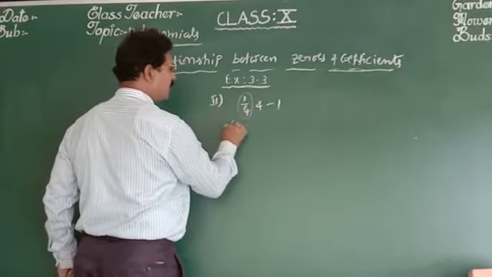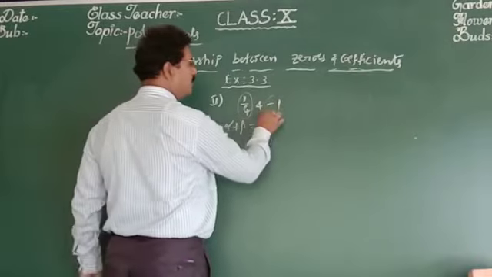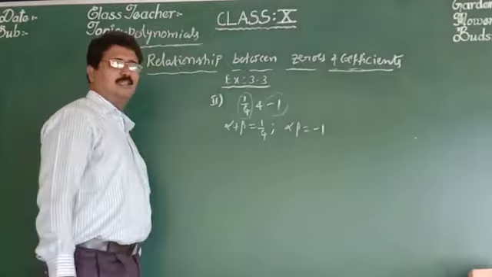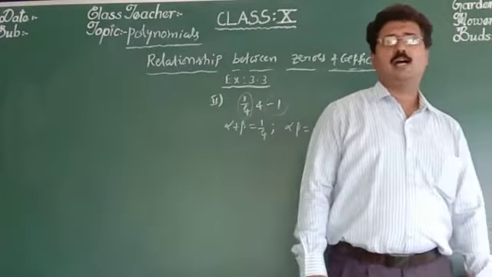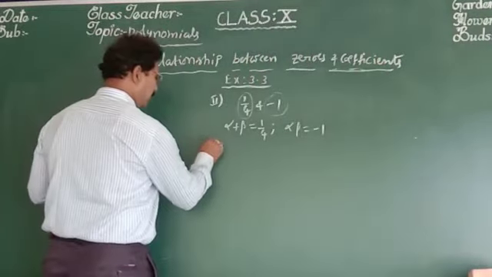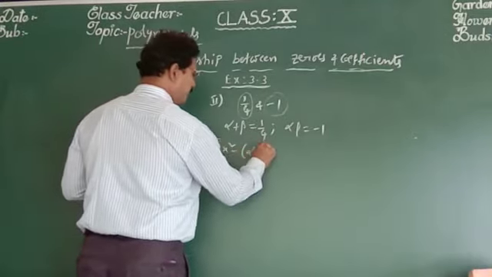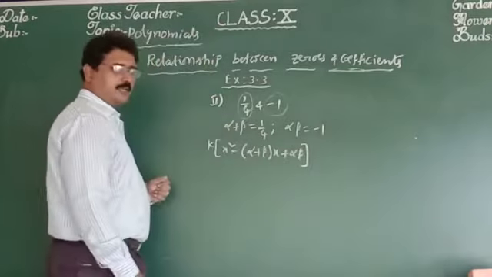Sum means what? Alpha plus beta, which is equal to 1 by 4. Product means what? Alpha beta, which is equal to minus 1. Now we have to write the quadratic polynomial. How to write the quadratic polynomial? We derived already: k of x square minus alpha plus beta into x plus alpha beta.